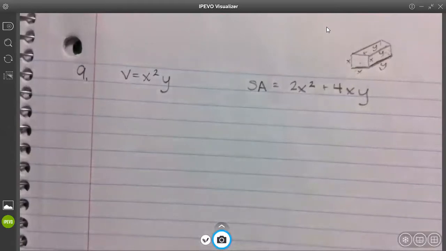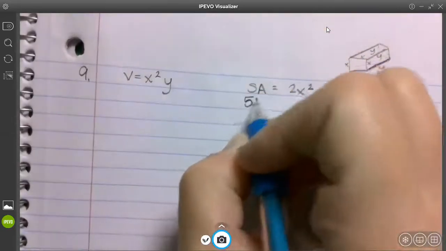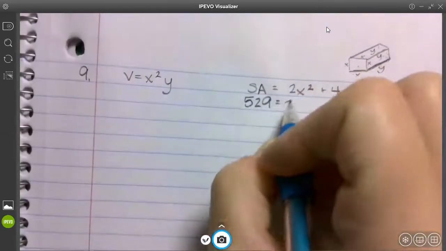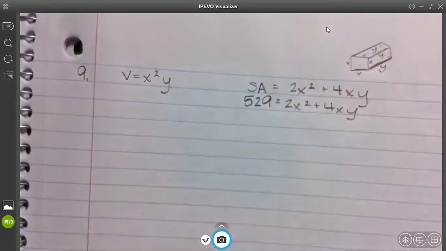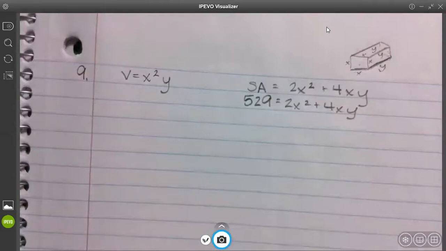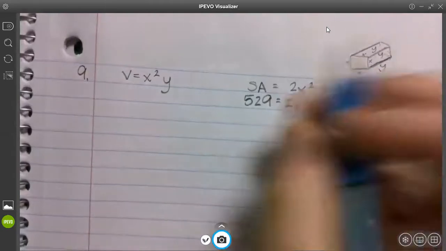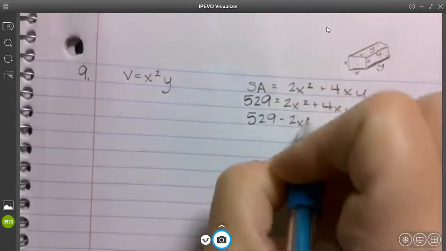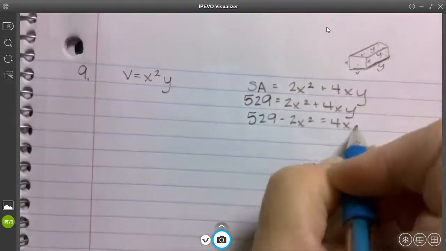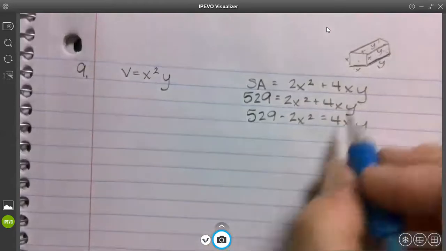So then since I have the volume equals x squared y, it says it has a surface area of 529. This is the equation that I'm going to use to solve for a single variable. The variable that I'm going to solve for is going to be y. So I'm going to move my 2x squared over. And then to get y by itself, I'm going to divide by 4x.